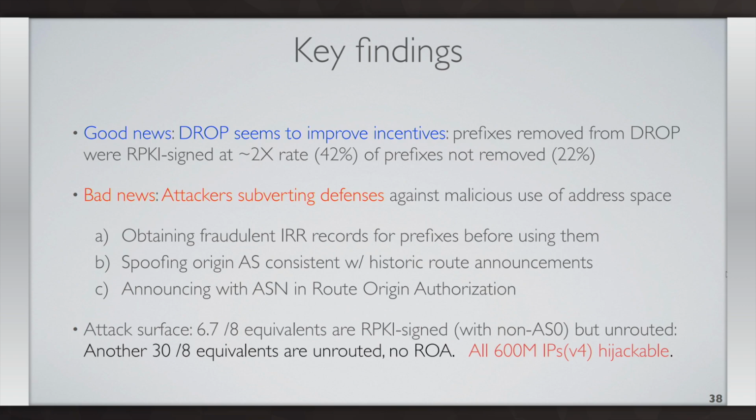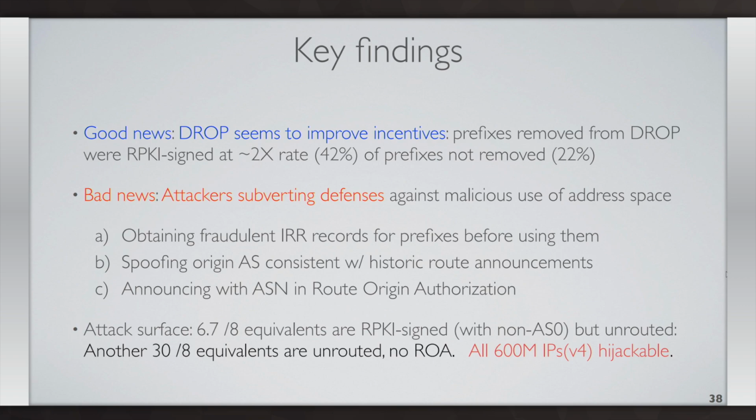On the RPKI side, we saw that there was a lot of spoofing going on with the AS consistent with historic route announcements. And this, in effect, is to defeat a lot of the hijacking detection mechanisms, which use origin AS mechanisms to identify hijacks. And finally, the one that we saw were announcing with the AS in the ROA. So basically keeping it consistent with the RPKI-signed ROA, the origin announcement in the ROA, to make sure that everything checks out and you're able to defeat RPKI.